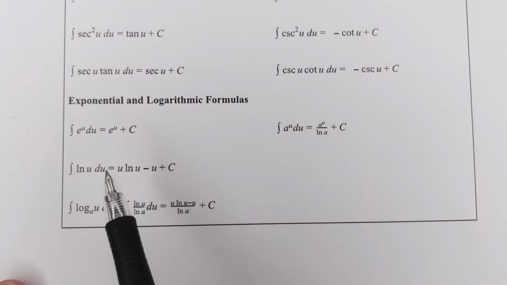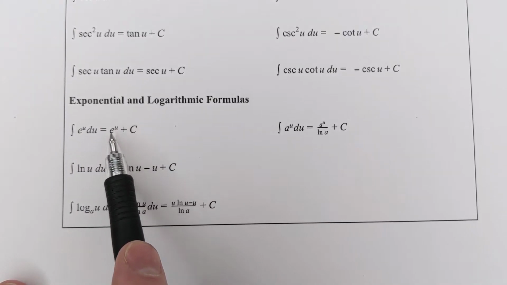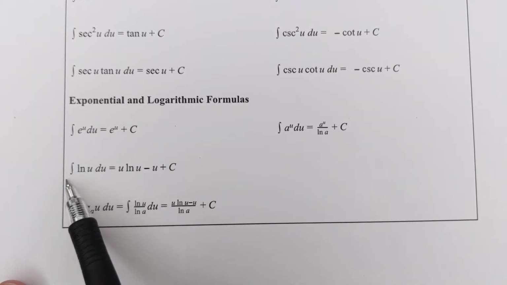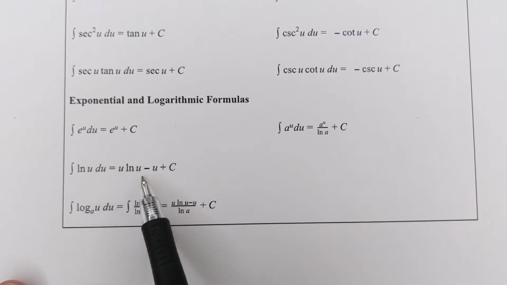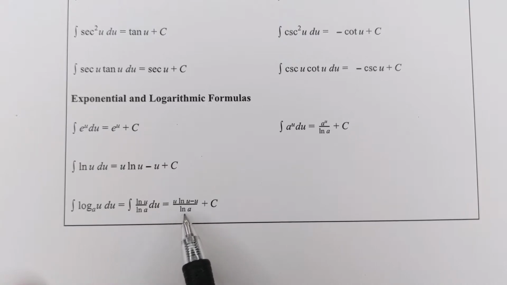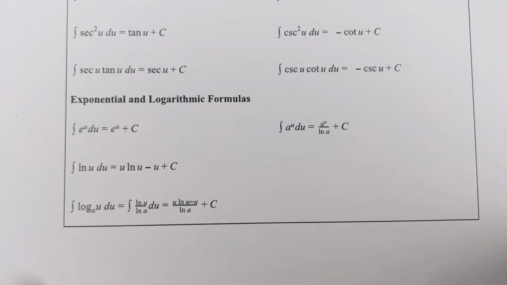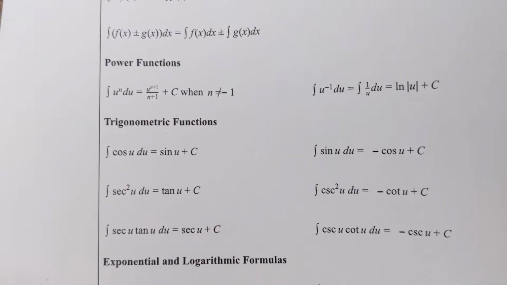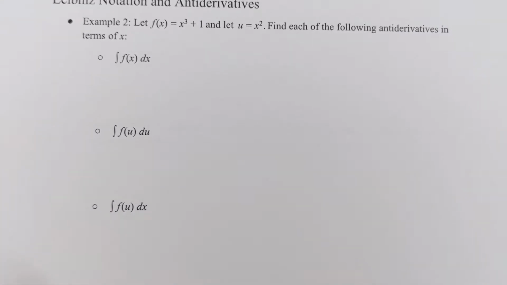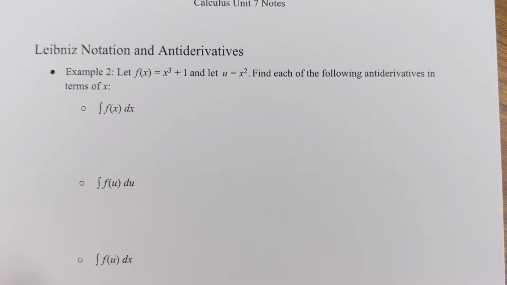Then down here we have our rules for exponentials. So the antiderivative of e to the u is e to the u, because the derivative of e to the u is e to the u. The antiderivative of the natural log ends up being this string. Log base a ends up being this string, and a to the u ends up being this. So we'll probably be using these rules later on. Okay, so which brings us to the Leibniz notation and the antiderivative.